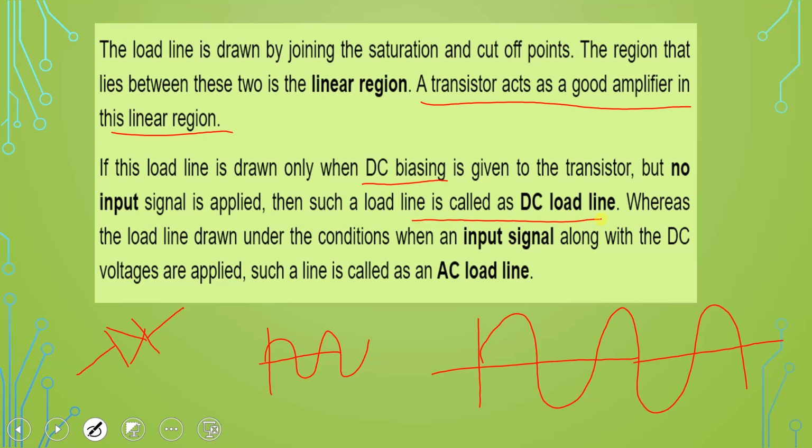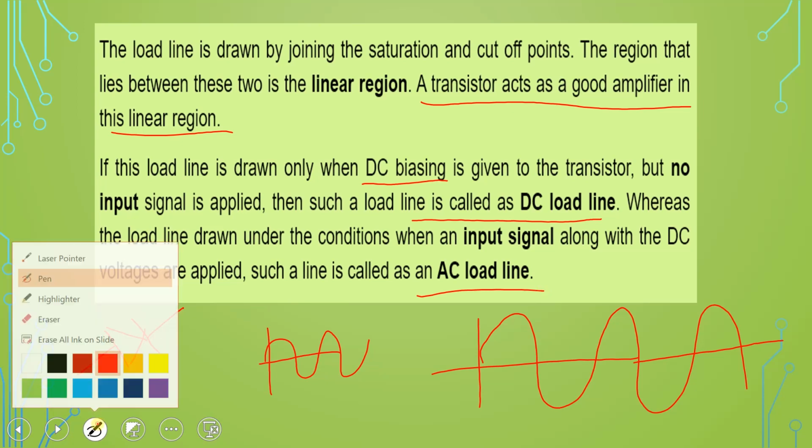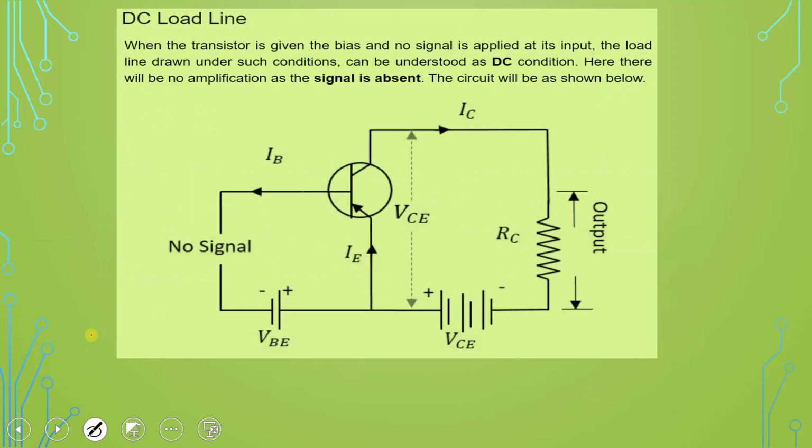Here I am telling you the difference between the load lines. We have two load lines, AC load line and DC load line. What is the DC load line? When only DC biasing is used, that is called the DC load line, whereas the load line drawn under the condition when the input signal along with the DC voltage is applied is called the AC load line. We are discussing the AC load line and DC load line one by one in the next slides. Okay, now we are discussing the DC load line.